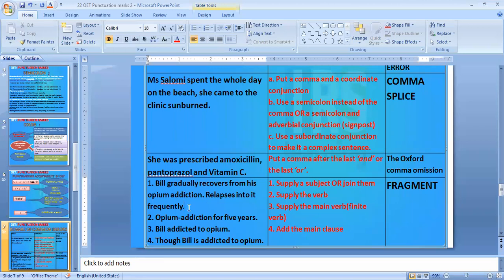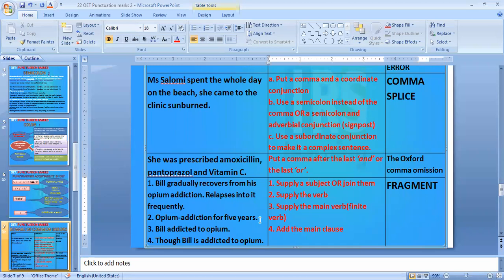There are 2 sentences, but the second sentence has no subject. You see, only the verb, it begins with a verb. That is the problem. So the correction is supply a subject or join them. So you can, after full stop, put he relapses, R small letter. That's okay. Or join these 2 sentences. Bill gradually recovers from his opium addiction and relapses. Okay, fine. Join them.